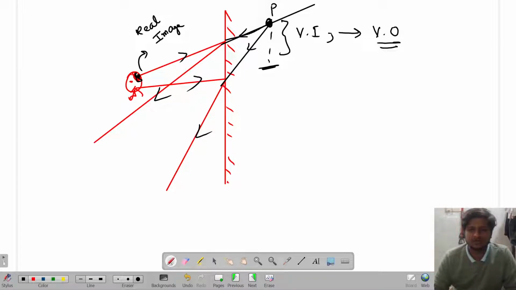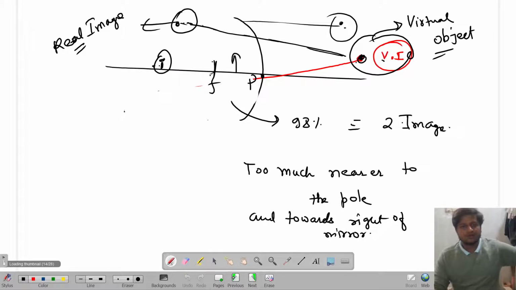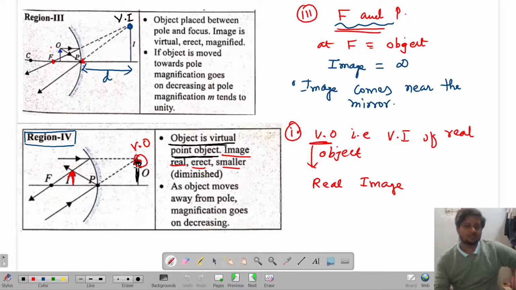Yes or no, Gagan? Yes, sir. Now this example was perfect, na? Got it. Yes, sir. So this is what happens.